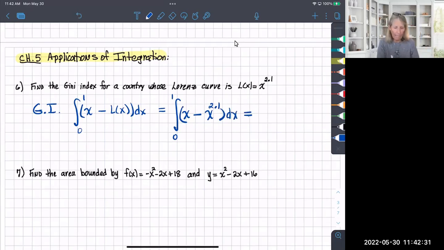So I'm going to put this in my calculator. I'm going to type in my integral from 0 up to 1. And I'm going to put in x minus x to the power of 2.1. And I'm going to get an answer, and it's going to be a decimal. But then I'm going to change that decimal to a percent.